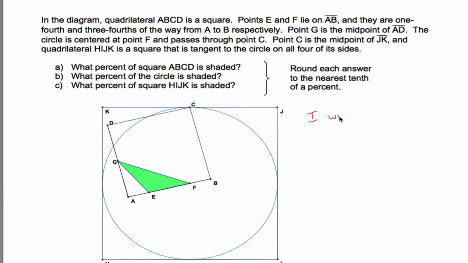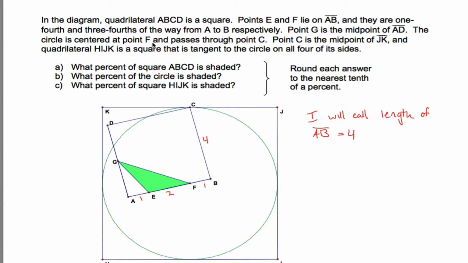I will call the length of AB 4. And the reason I'm going to call it 4 is because since this thing is a square, that tells me that this length right here is 4. And if E is 1/4 of the way from A to B, a quarter of 4 is just 1. And F is 3/4, so that means this entire distance here is 3, but I used up 1 here, so I kind of have 2 in here. And if the whole thing is 4 and I got 1 here, 2 here, I must have 1 over here.